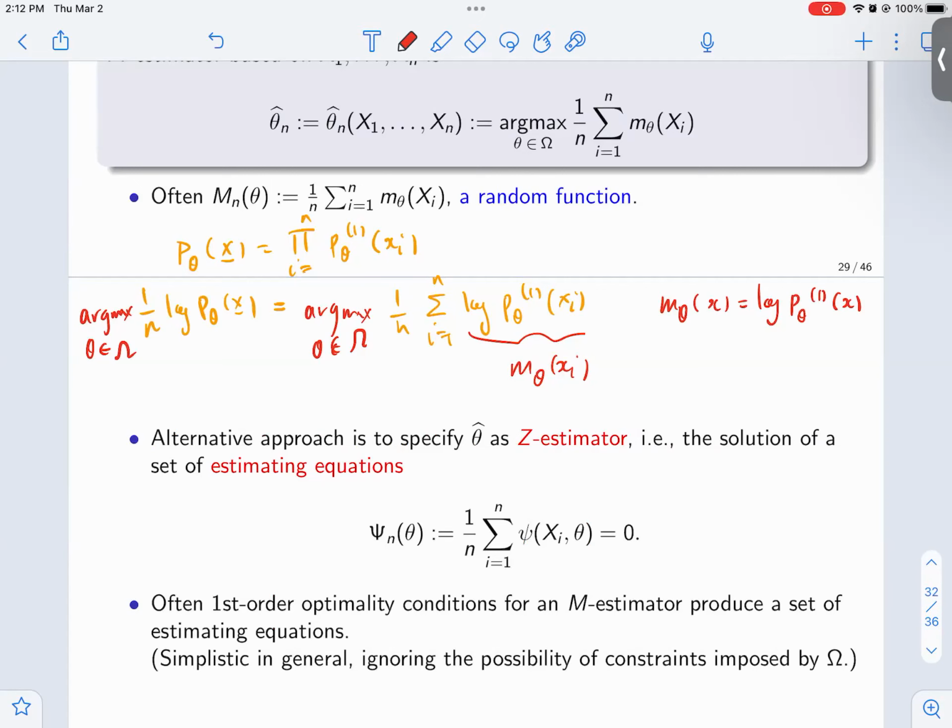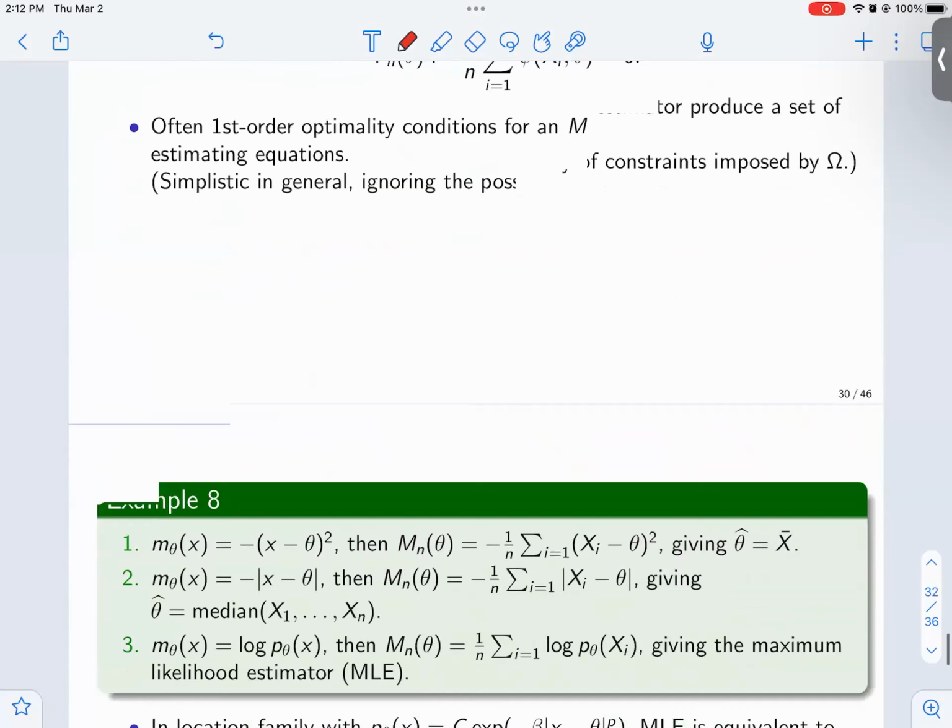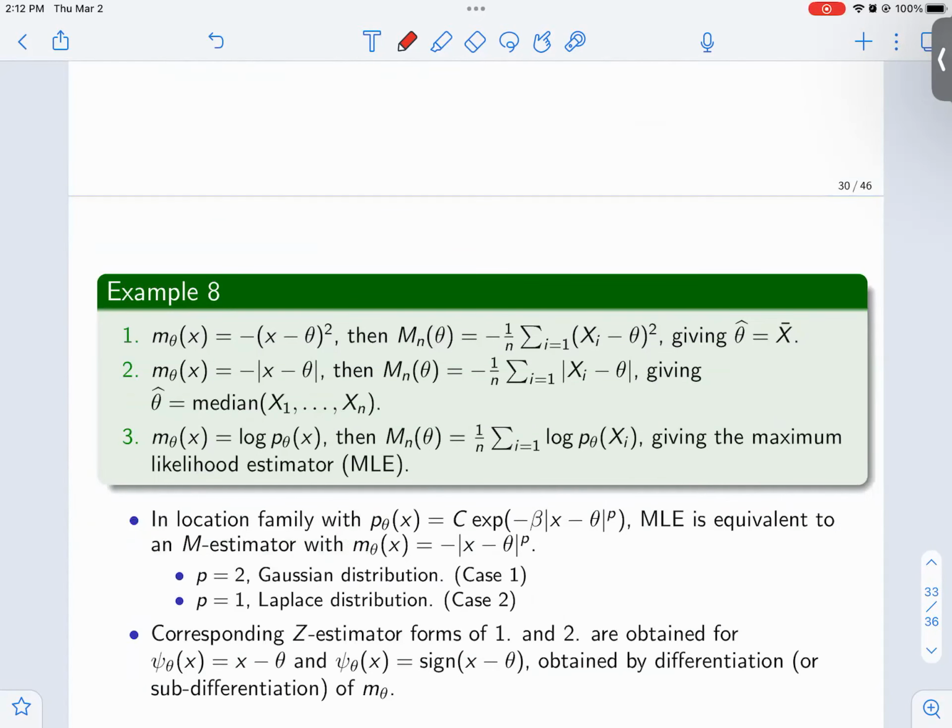So is this clear, everyone? The blueprint is general, so I could, for example, take m theta to be negative (x minus theta) squared.